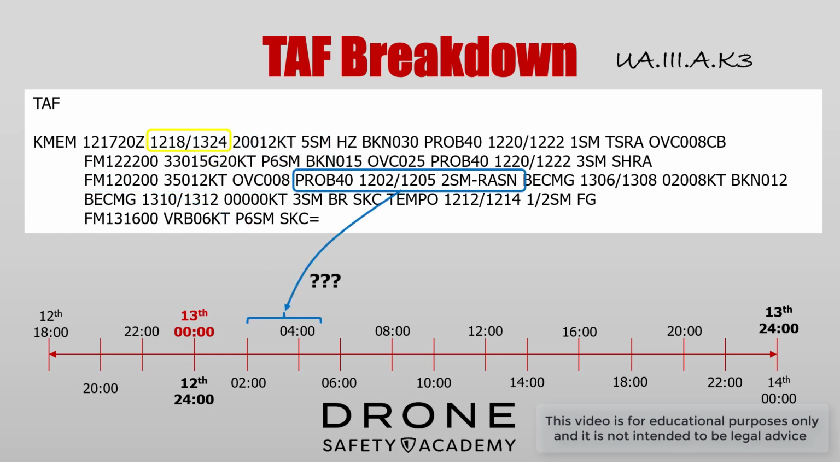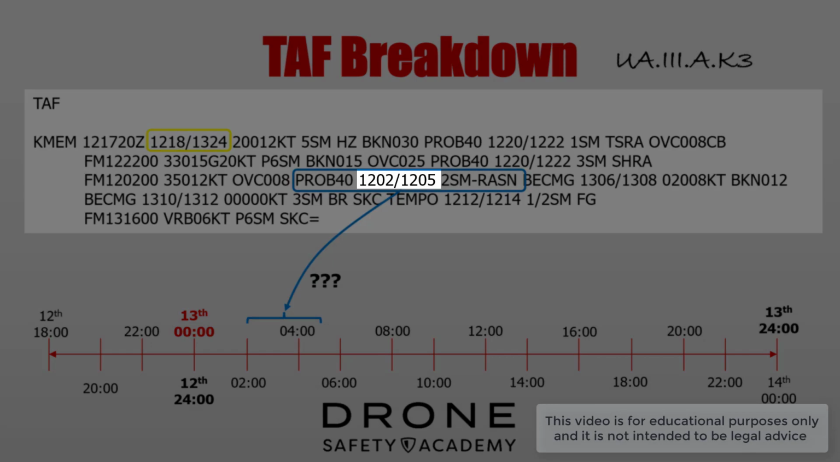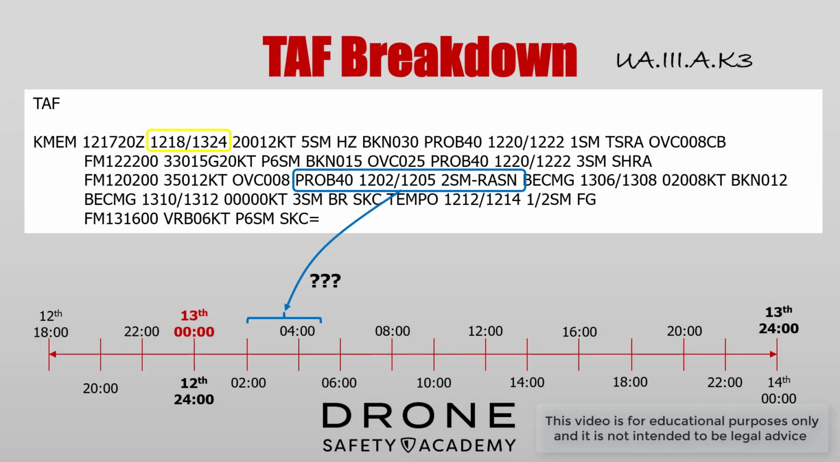Here we have another probability group, and again, the date and time does not fit within the validation period, but let's read it anyhow. This is a probability group of 40 for thunderstorms on the 12th day of the month at 200 hours to 500 hours. Visibility is expected to be 2 statute miles with light rain and snow.